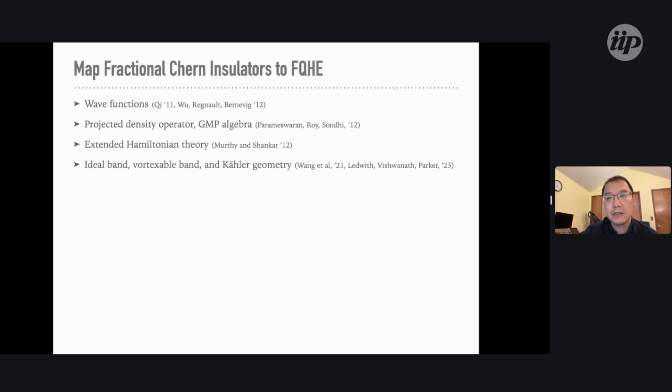So in the early days, there were Xiao and also Nicholas and Andre. They were trying to look at this one-dimensional hybrid Wannier function representation and how we can write down a wave function similar to the Laughlin wave function. And then there's another idea, which is that the physics in the fractional quantum Hall effect is essentially determined by the GMP algebra. So Sid, Rahul, and Sankar also did this analogy. And there's a very interesting work from Murthy and Shankar that extended their Hamiltonian theory to the fractional Chern insulator case. In fact, this is the route we're going to use in today's talk.